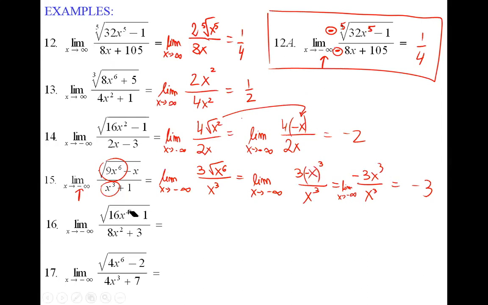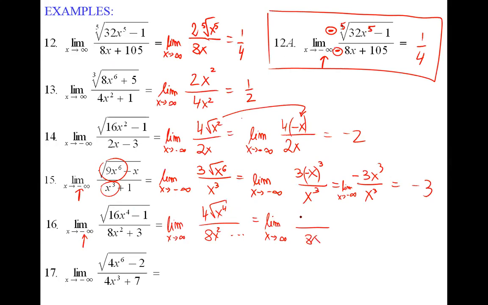Now, let's look at this one. Still negative infinity. And let's see. 8x squared, and we don't care for the rest of them. And now, square root of 16 is 4. Square root of x to the power of 4. And let's see what happens.